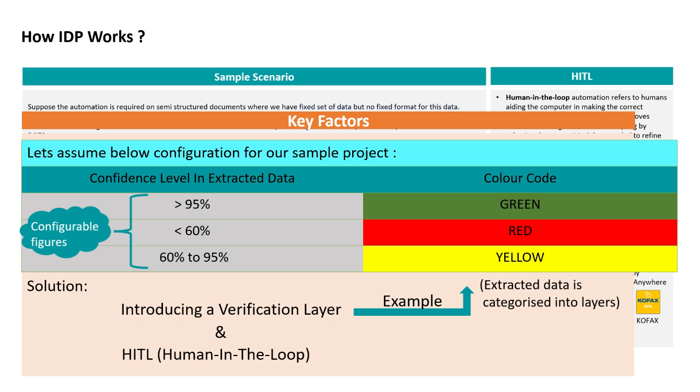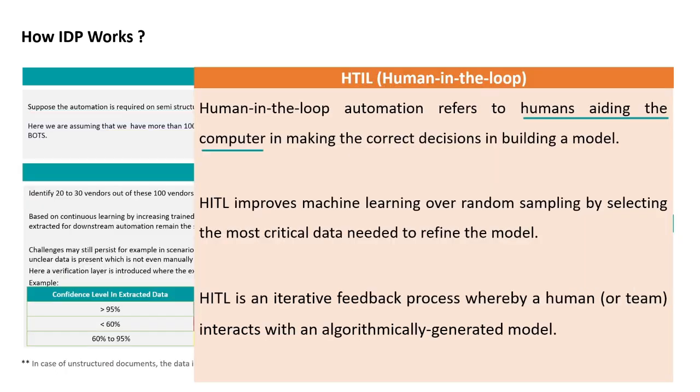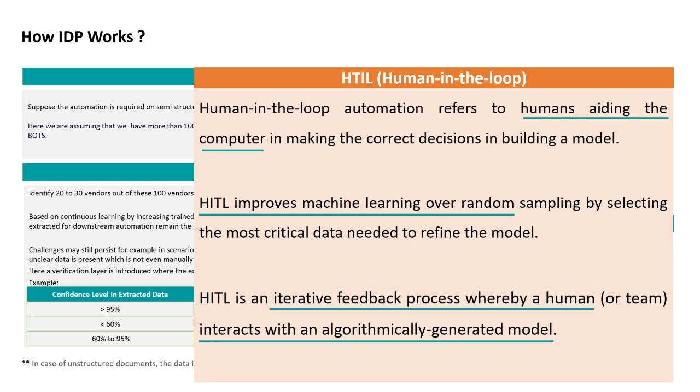HITL, human in the loop, comes into the picture when the extracted data is judged based on the confidence level, which refers to the human aiding the computer. Here human intervention is provided as part of the process, where it improves machine learning over random sampling by selecting the most critical data to refine the model. It is an iterative feedback process where humans interact with the algorithmically generated model. So this is how HITL is introduced at this point to have a better trained model.